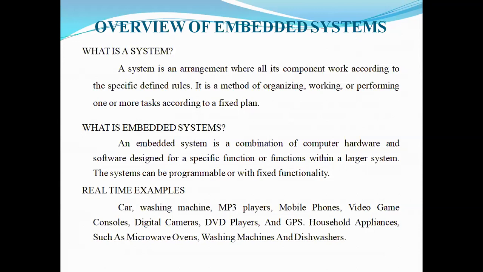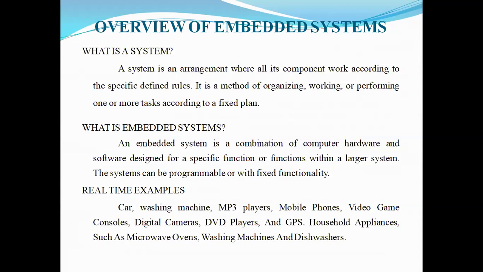Then what is the difference between a system and an embedded system? An embedded system is a combination of hardware and software designed for a specific function. That is the main word. So an embedded system is a combination of hardware and software to do a particular task, right? That's called an embedded system. Then, what are the real-time examples of embedded systems? Car, washing machine, MP3 players, mobile phones, video games, digital cameras, DVD players, GPS, household appliances. These are real-time examples of embedded systems, because these components are formed by a combination of hardware and software to do a particular task.